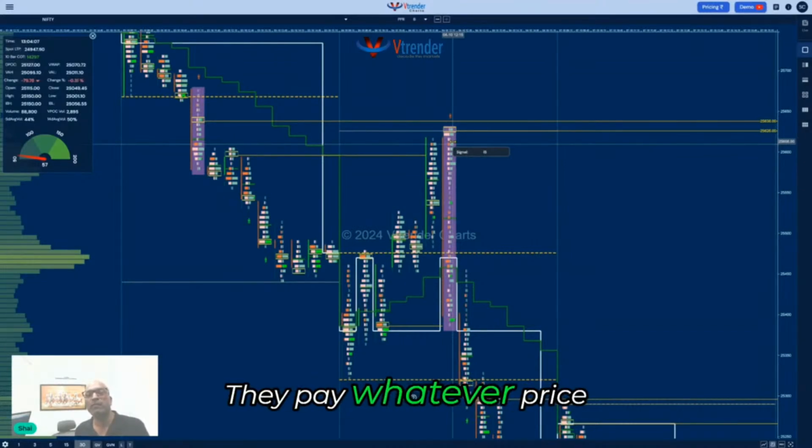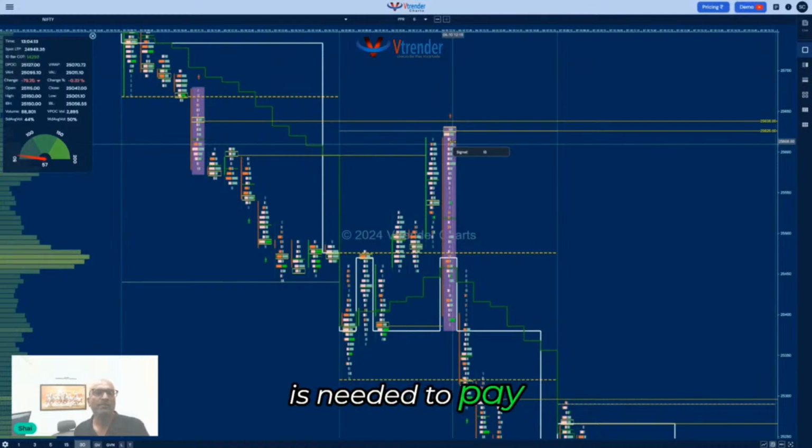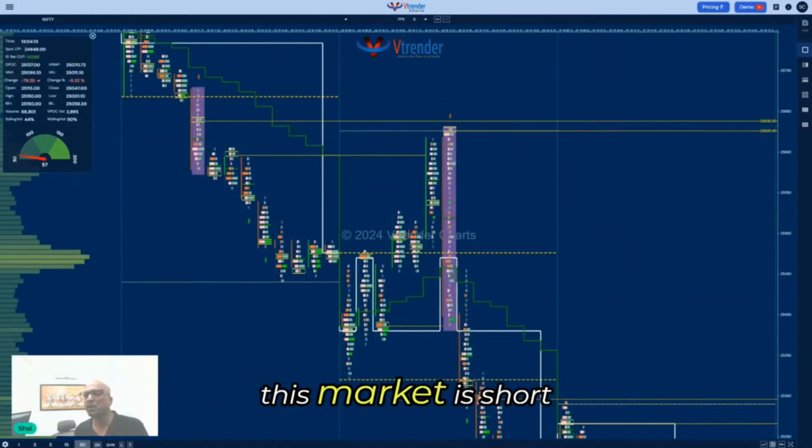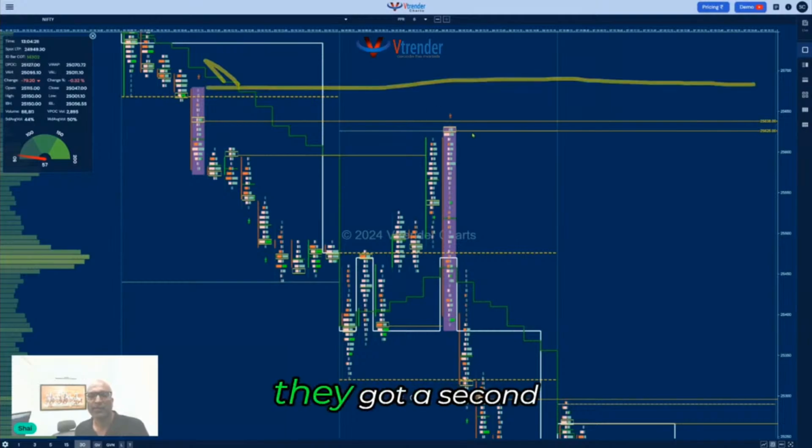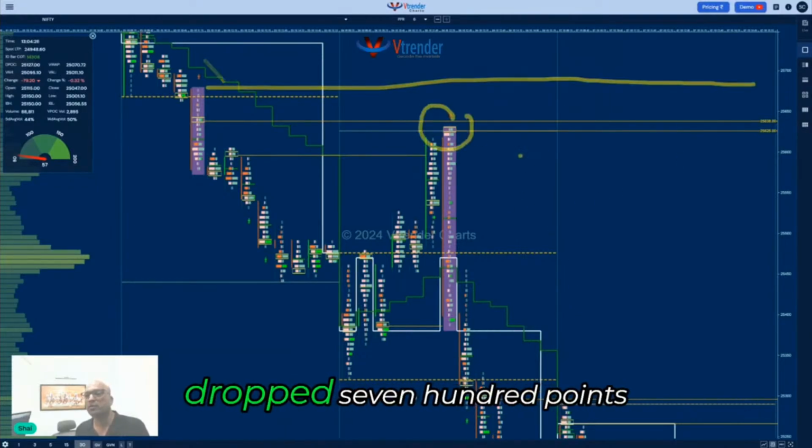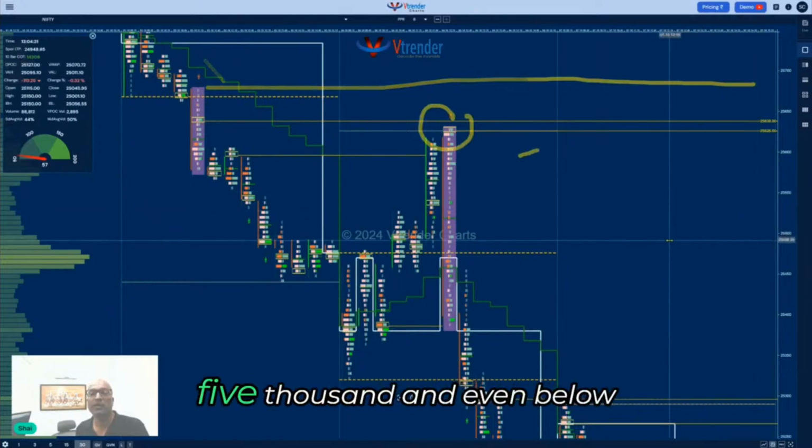They pay whatever price is needed because they realize that this market is short and wants to go down, so they are in a hurry to go down. And all these sellers entered around this 25,700. In fact, they got a second chance to enter again at 25,700, and the market dropped 700 points lower to about 25,000 and even below.